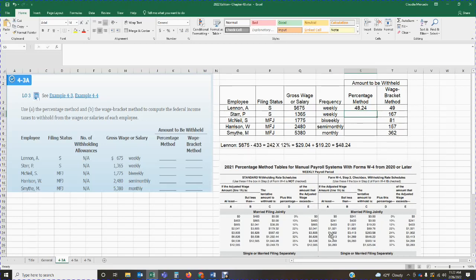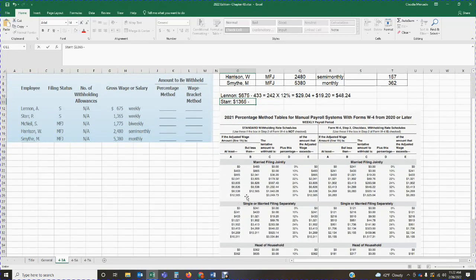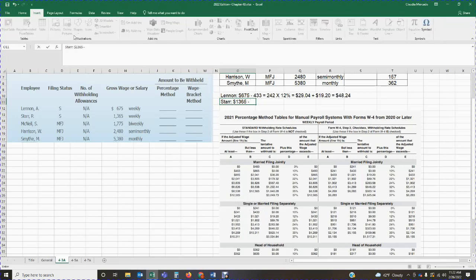We're going to continue using the weekly table for Star. Now Star made $13.65 a week. We're going to locate the table, and Star is also single. So Star is single and we're looking at $13.65. So then that will be the fourth tier right here. So we're going to be using that fourth tier right there.